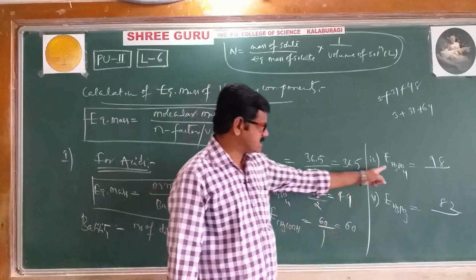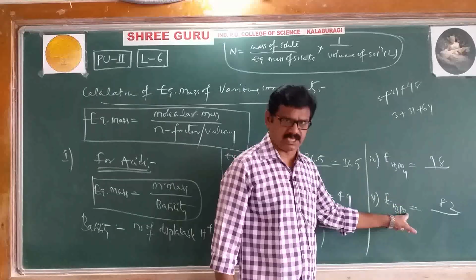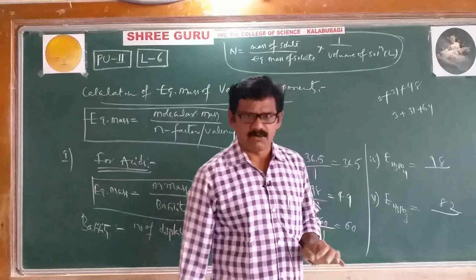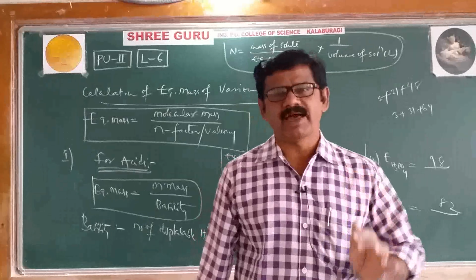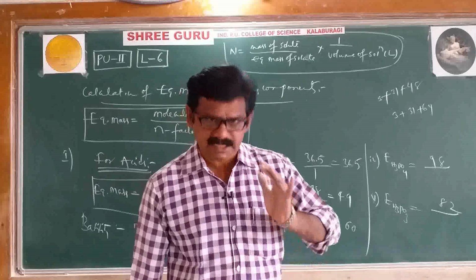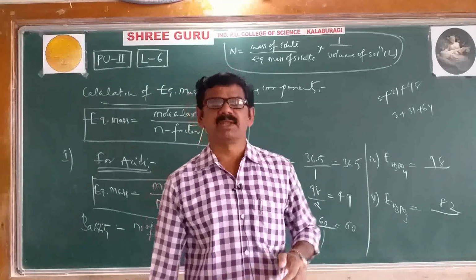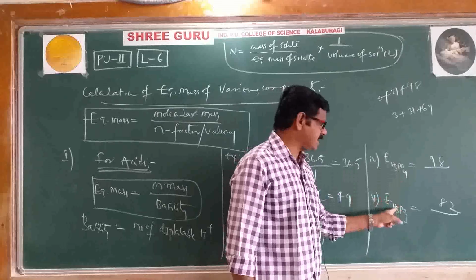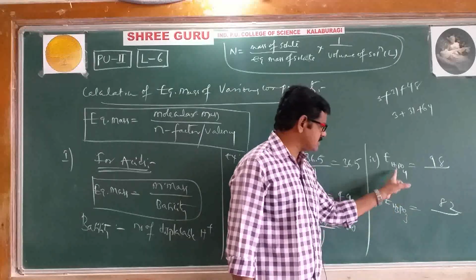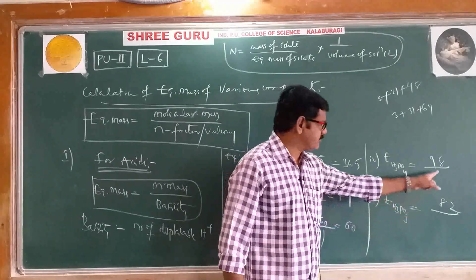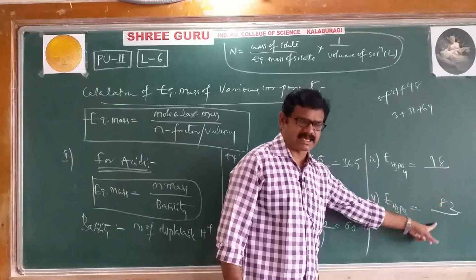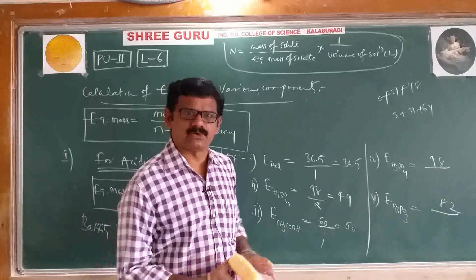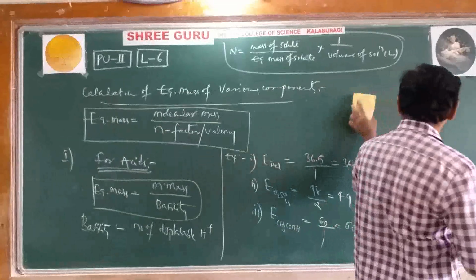I'll repeat, for H3PO4 and H3PO3 both molar masses we have written. Now divided by n factor, nothing but valency, nothing but the number of displaceable hydrogen ions we have to write. Of course, here 3 and here also 3. Here 3 hydrogens are there, here also 3 hydrogens are there. But if you write 3 and 3, that is wrong. Then how much do we have to write? Let's see now.